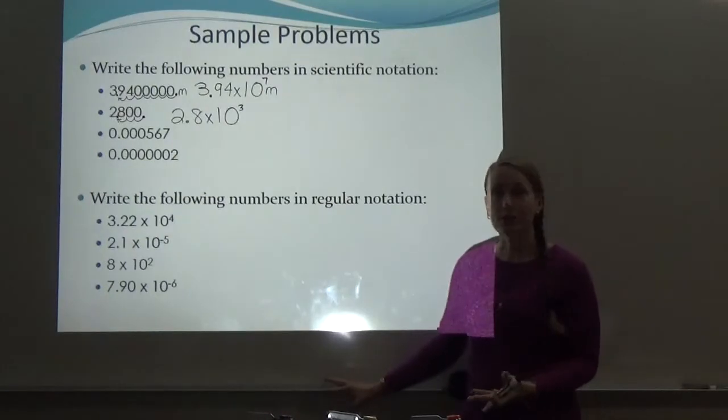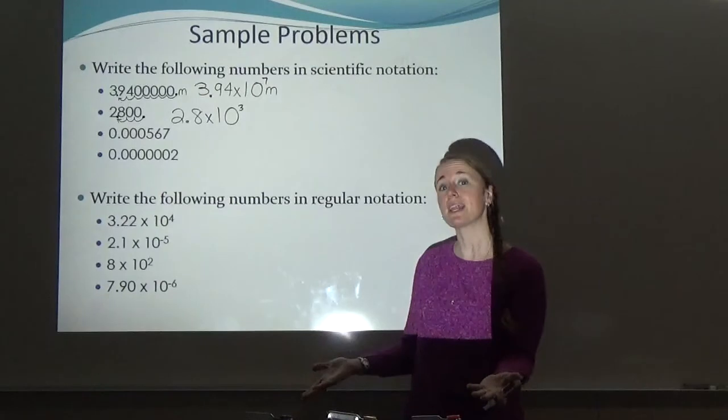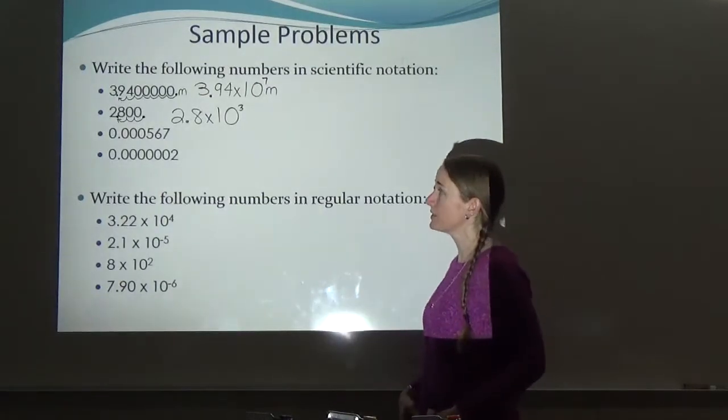All right, and that's all you're doing. What we're trying to do is make our numbers shorter so we don't have to list all these zeros, because in chemistry we're going to have really big and really small numbers to work with sometimes.